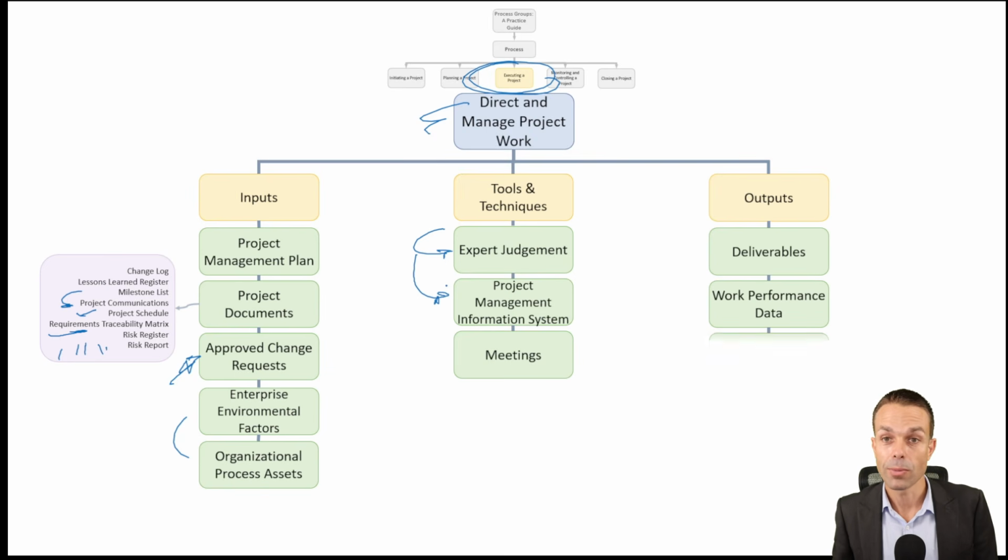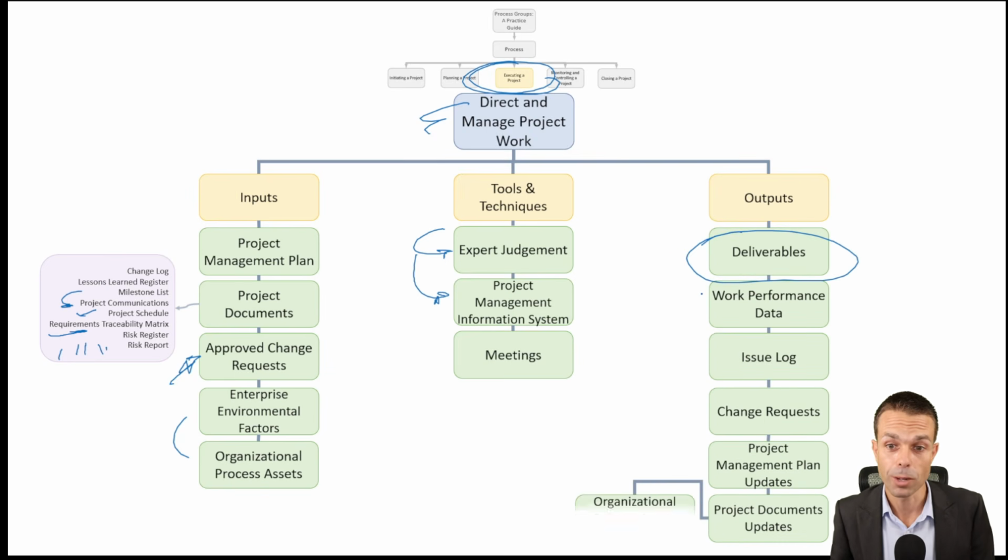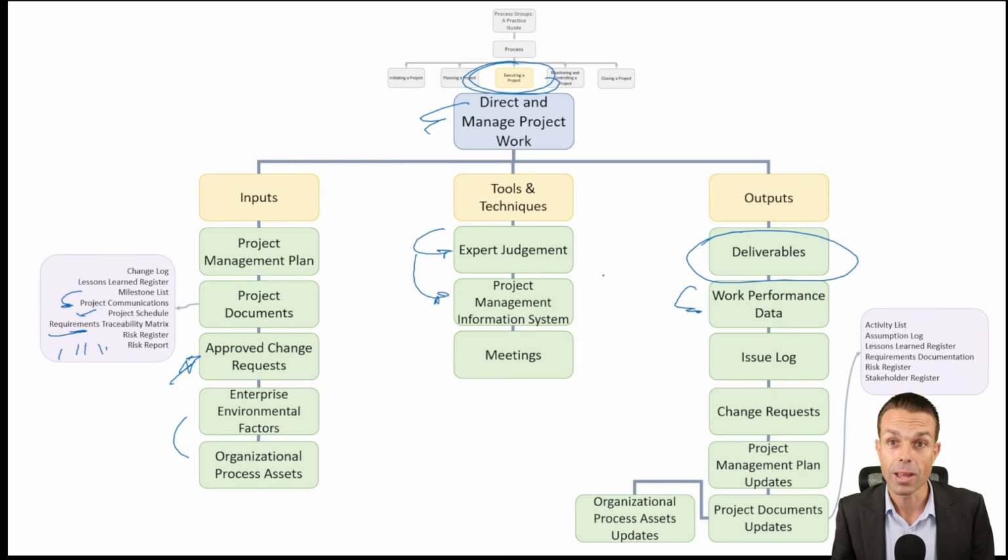And the outputs, we want the deliverables themselves. This is where we're delivering the project work performance data. So how is everything tracking? The raw data. Issue log for any issues that come up. Change requests for any changes that need to be made. Project management plan updates. Project document updates. And organizational process assets updates.